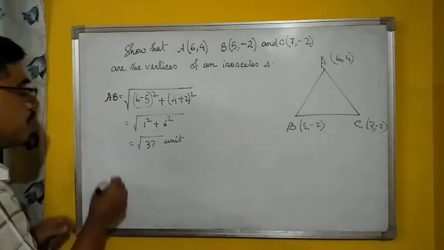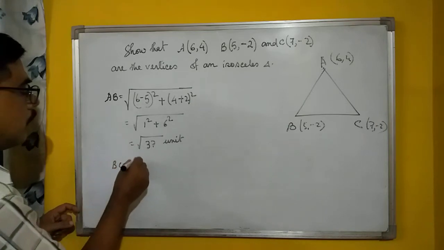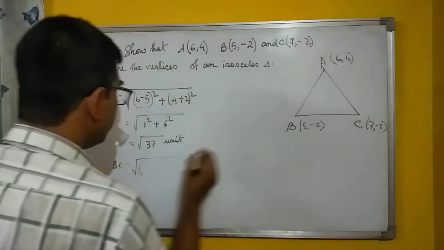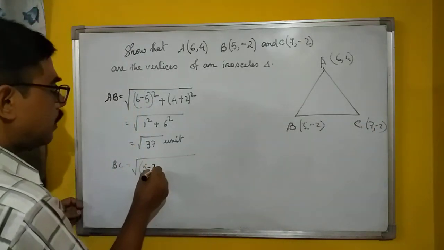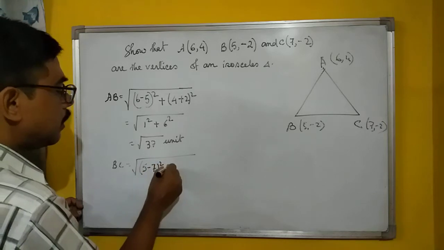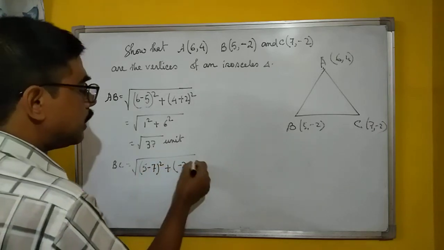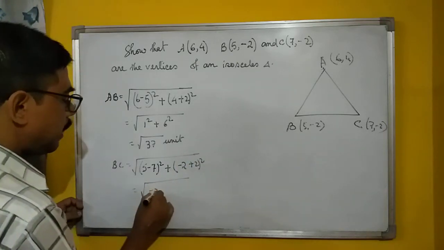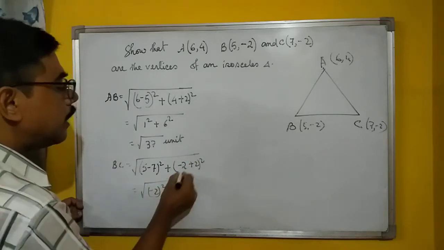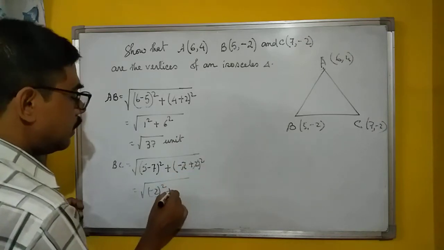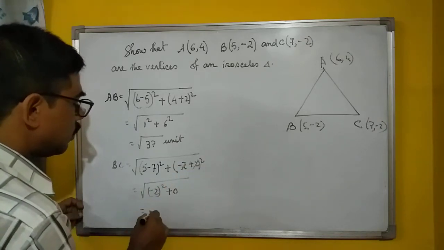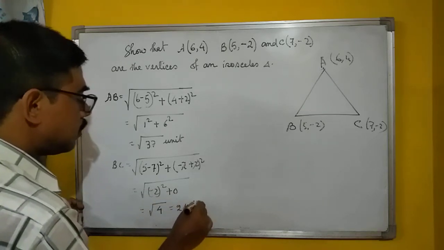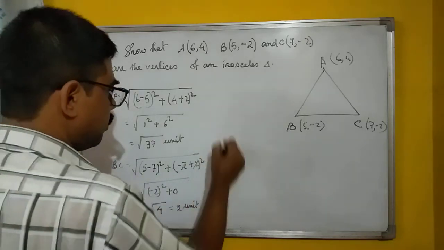Then try to find BC. BC is root over (5 minus 7) whole square plus (minus 2 minus (minus 2)), minus becomes plus, 2 whole square. So it becomes minus 2 whole square, and then minus 2 plus 2 cancels, so it is 0. So it becomes root over 4, which means 2 units. That's not matching, but we have another option, that is AC.